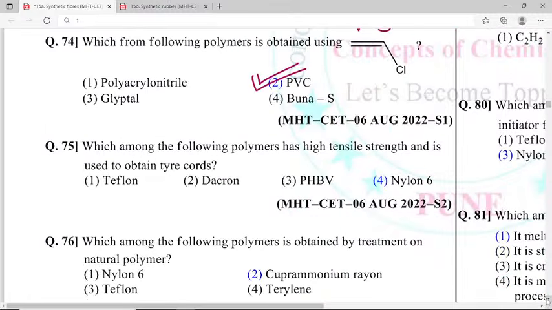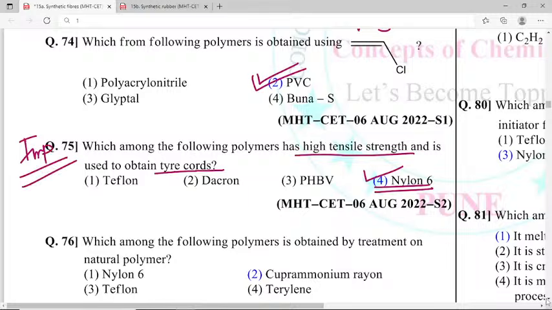Next question. Which among the following polymers has a high tensile strength? High tensile strength is nylon 6. Nylon 6 has the high tensile strength. That's why it is used to obtain tire cords. This is again a very important question. Please note: high tensile strength, to obtain tire cords, nylon 6.